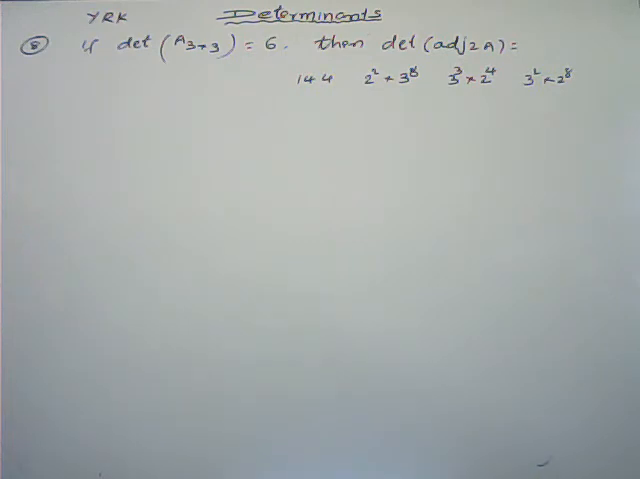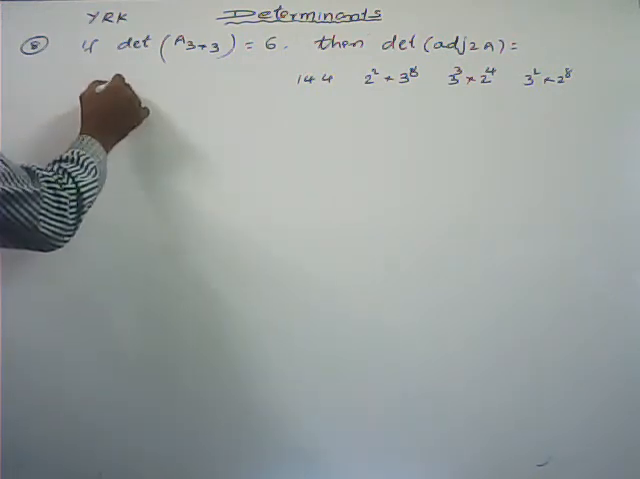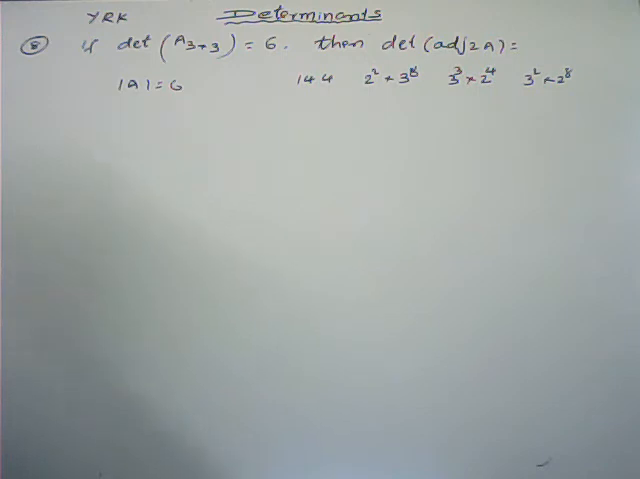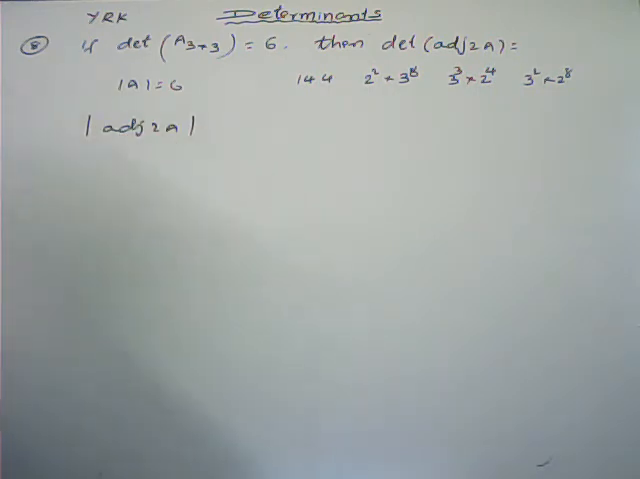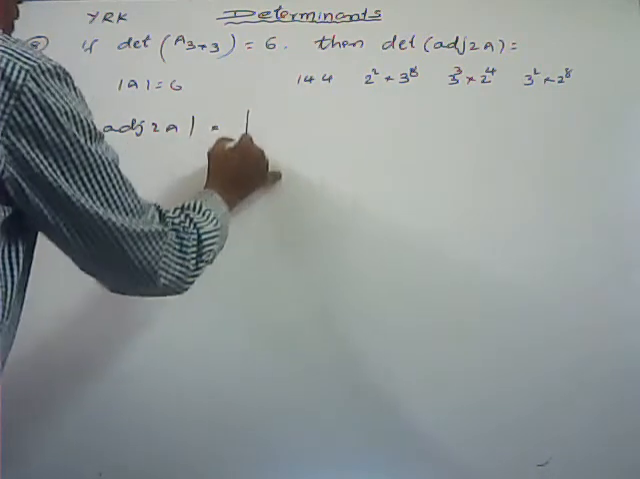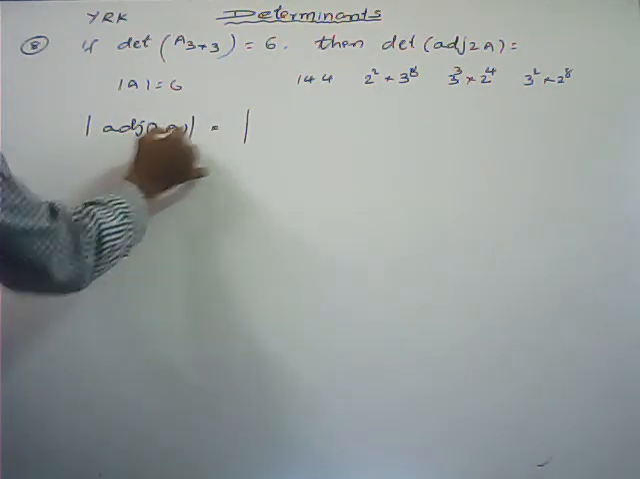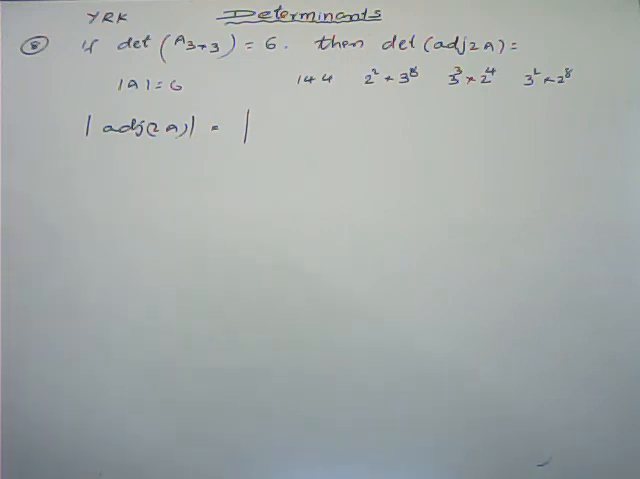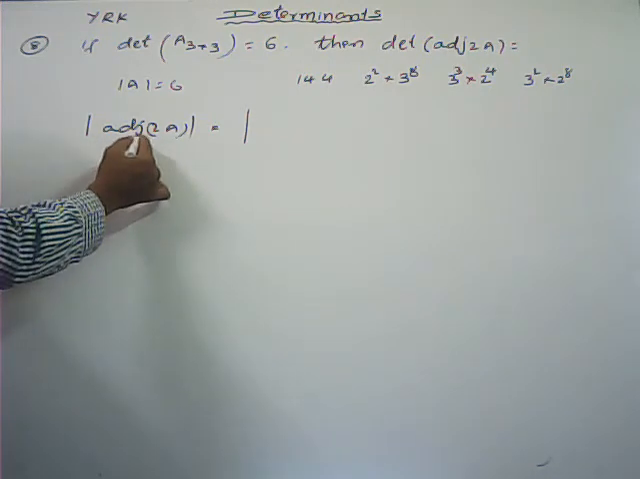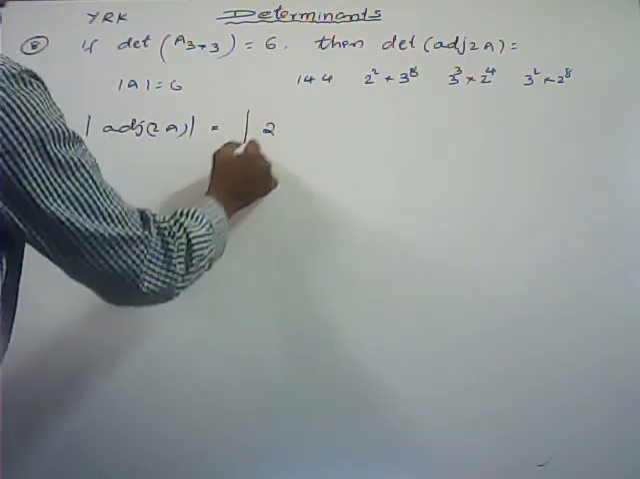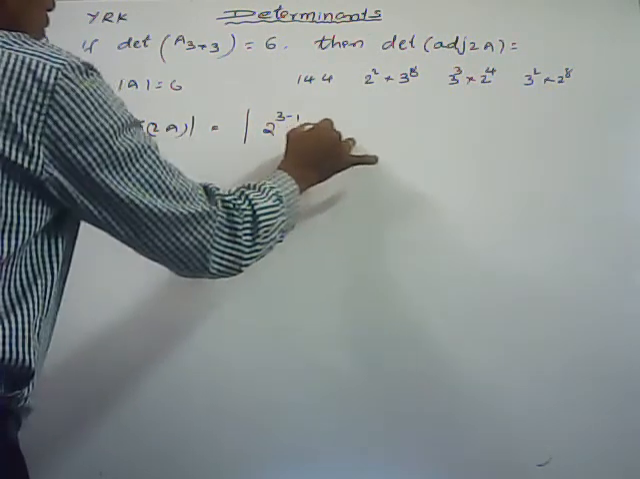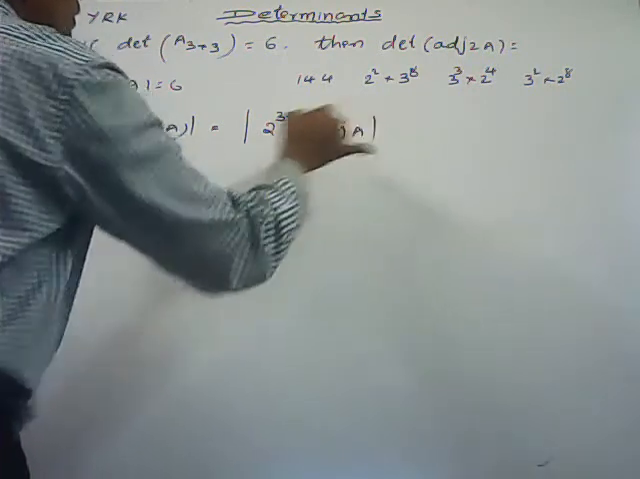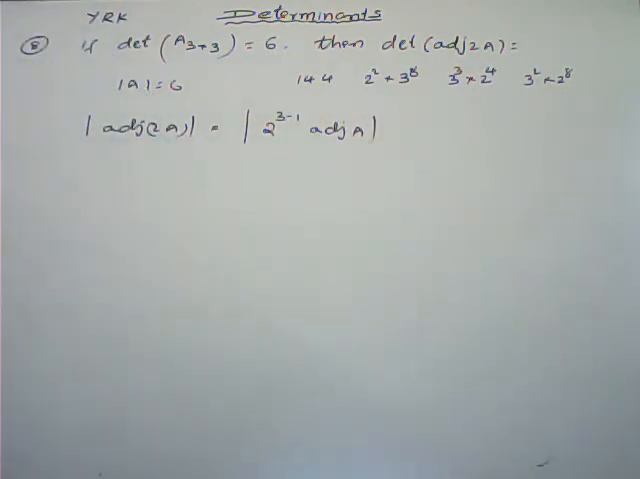Next one. Det of A. Det A is equal to 6 is given. Then the det of adjoint of 2A, they are asking. That is equal to det of adjoint of K into A. Already I told you that one property. Det of adjoint of K into A, K power 2, n minus 1, 3 minus 1, into adjoint of A. Adjoint of K is equal to K power n minus 1 into adjoint of A.